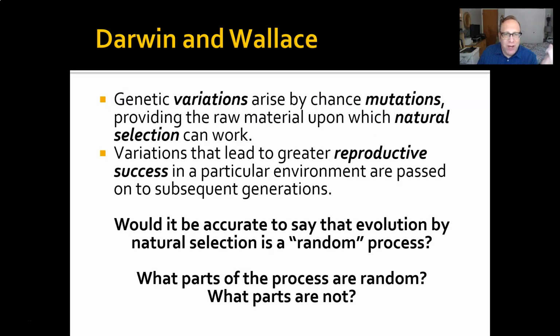Genetic variations arise by chance mutations, providing the raw material upon which natural selection can work. Variations that lead to greater reproductive success in a particular environment are passed on to subsequent generations. Would it be accurate to say that evolution by natural selection is a random process? What parts of the process are random, if so? What parts are not?